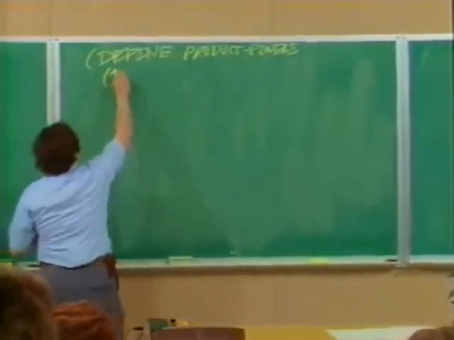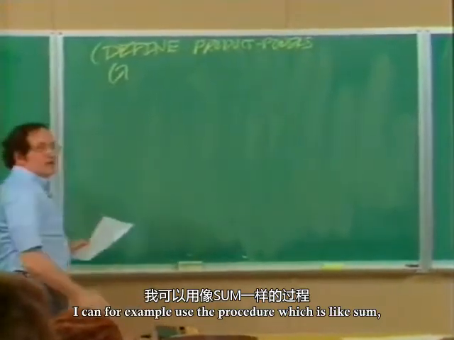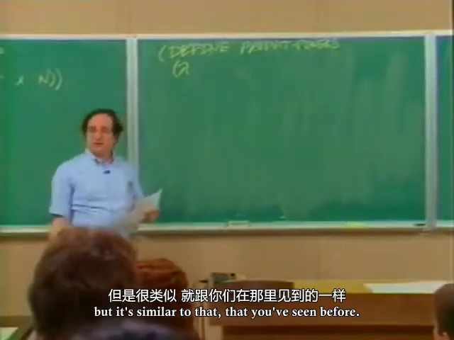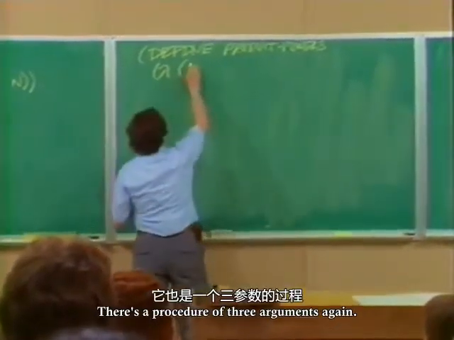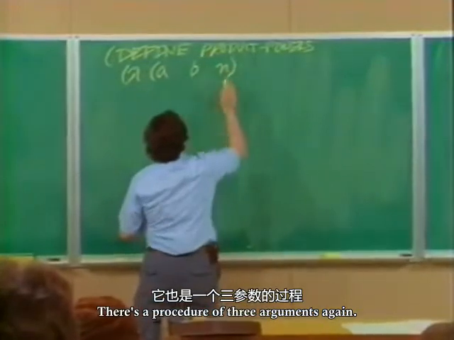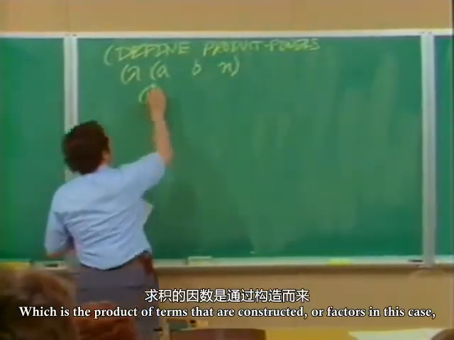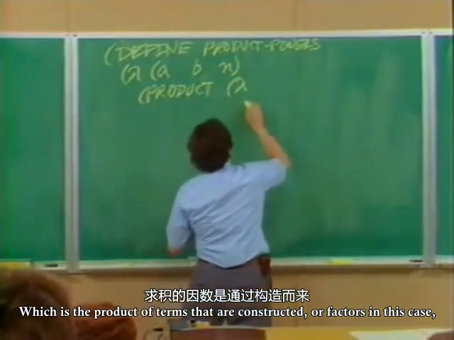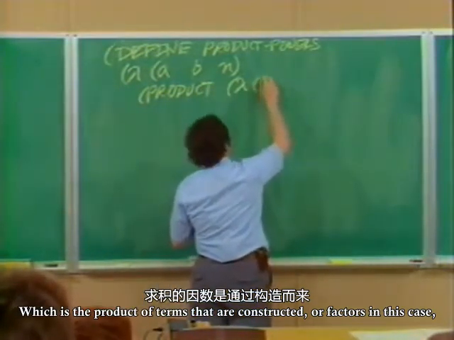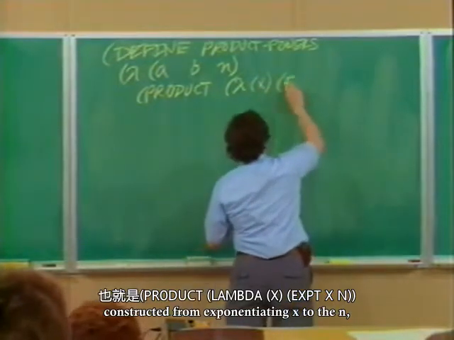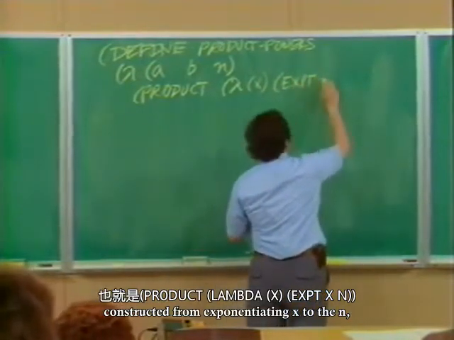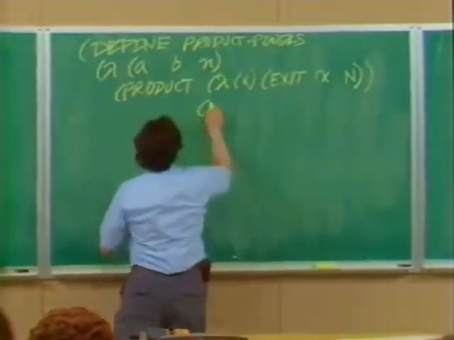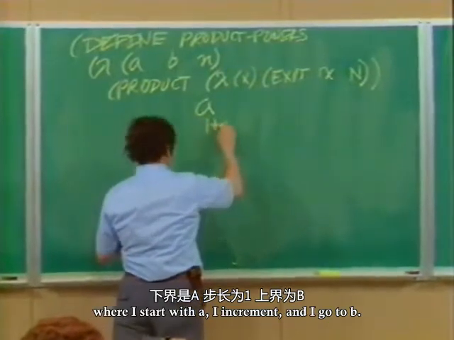That double take. Okay? And if I want the product of a bunch of powers, I can, for example, use the procedure which is like sum, which is for making products, but it's similar to that you've seen before. It has a procedure of 3 arguments again, which is the product of terms that are constructed, or factors in this case, constructed from exponentiating x to the n, where I start with a, I increment, and I go to b.